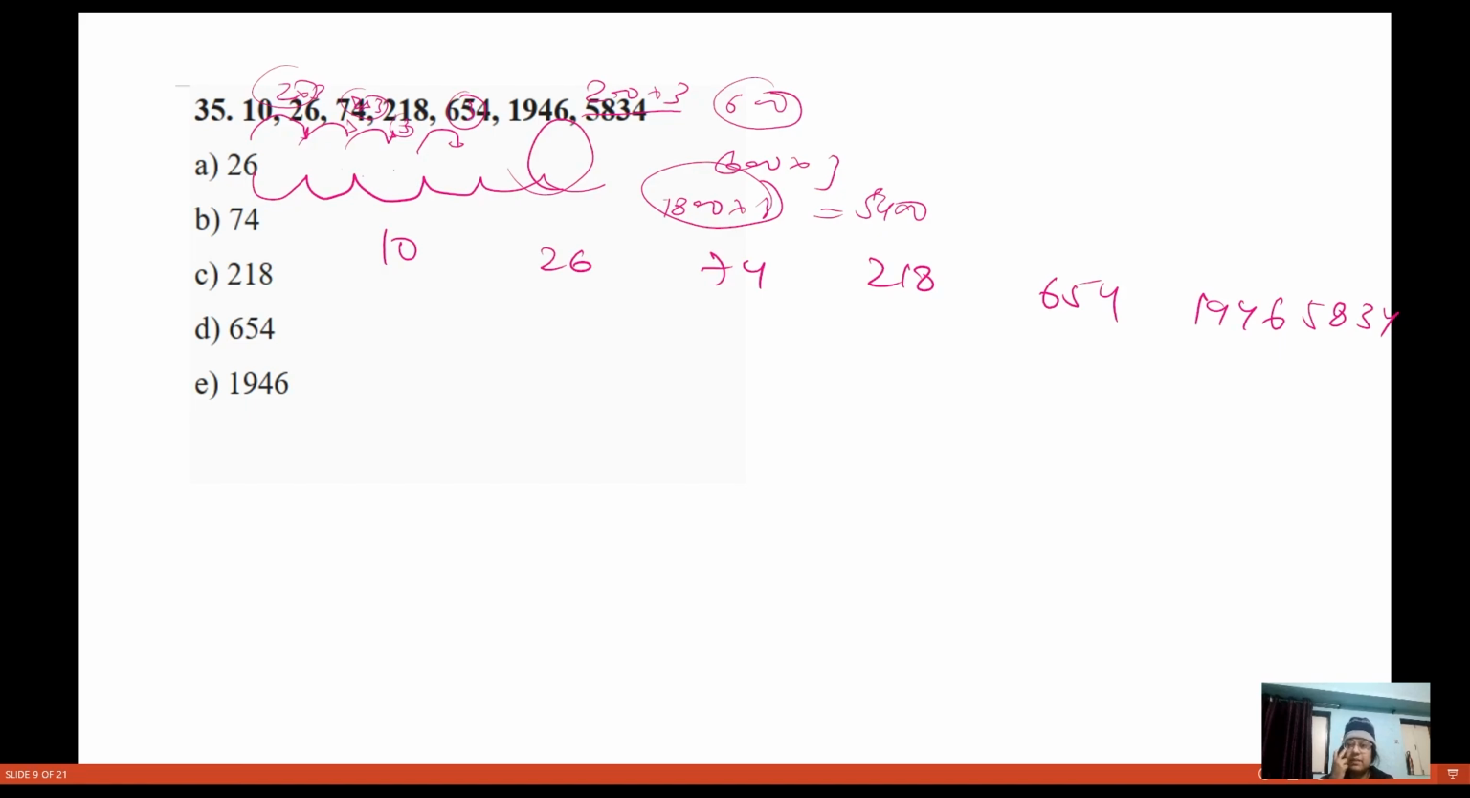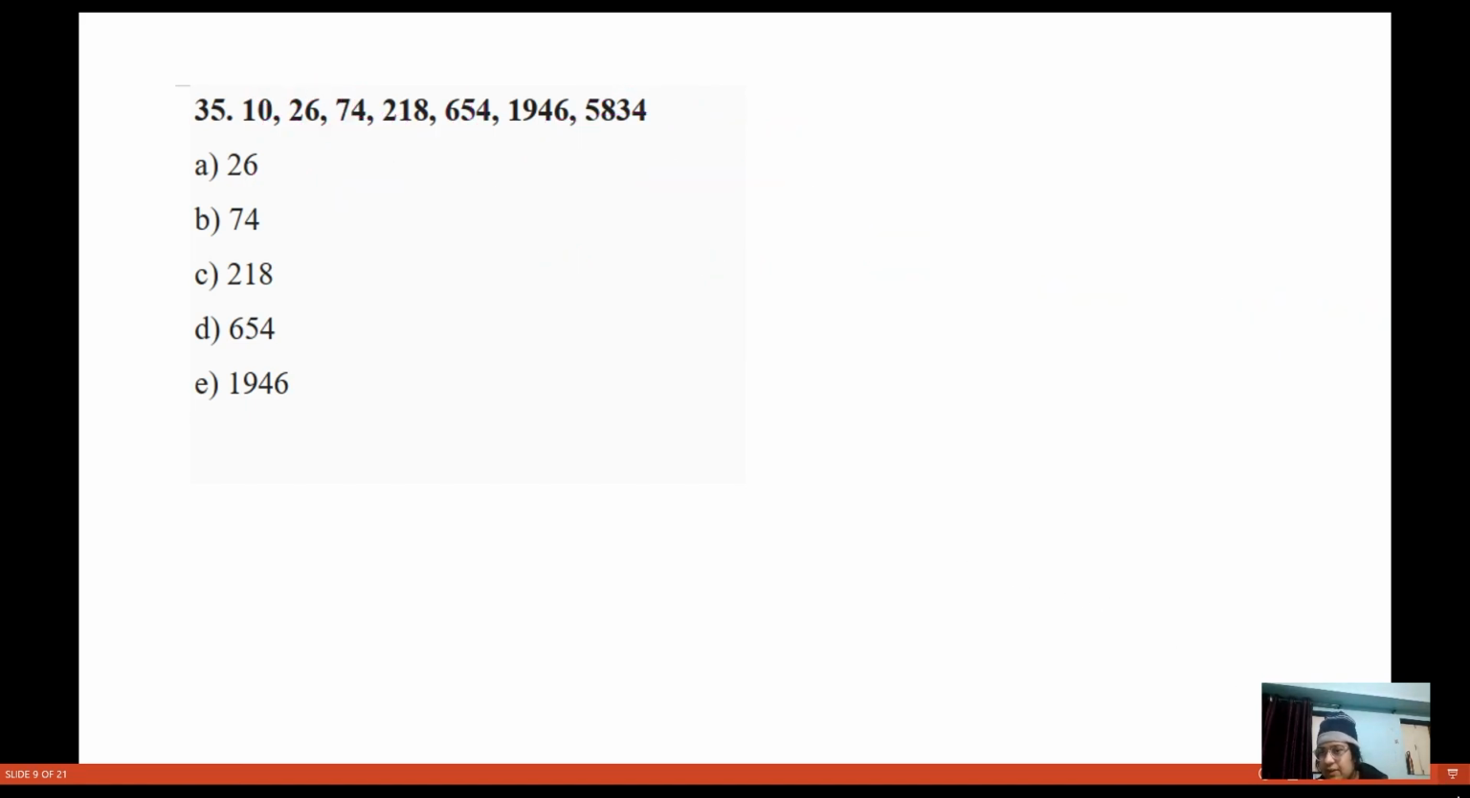But something has to be added or subtracted when we are doing this with 3. So you have to observe your series well. So 10, 26, 74, 218, 654, 1946, 5834. So this is what we are getting here. Let us see what we can do here.